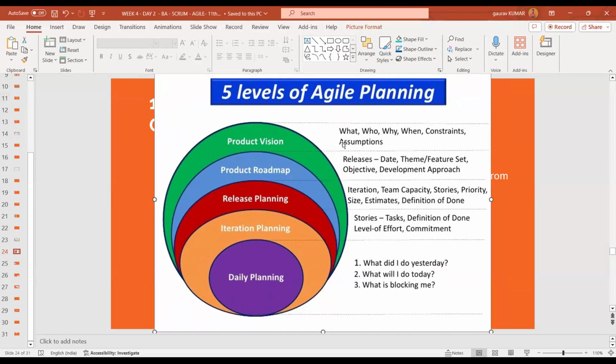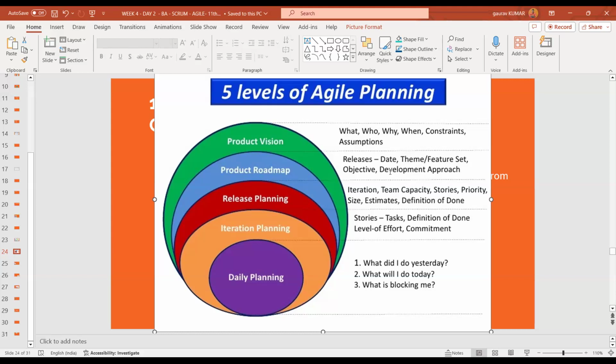So with vision, you are very clear about what you are going to develop, who will develop it, which company or which project owner, and why you are doing it, and what constraints or assumptions you are coming up with.